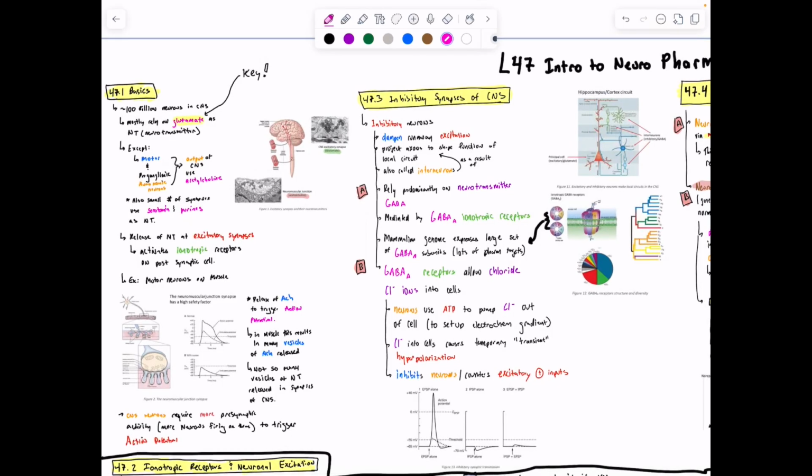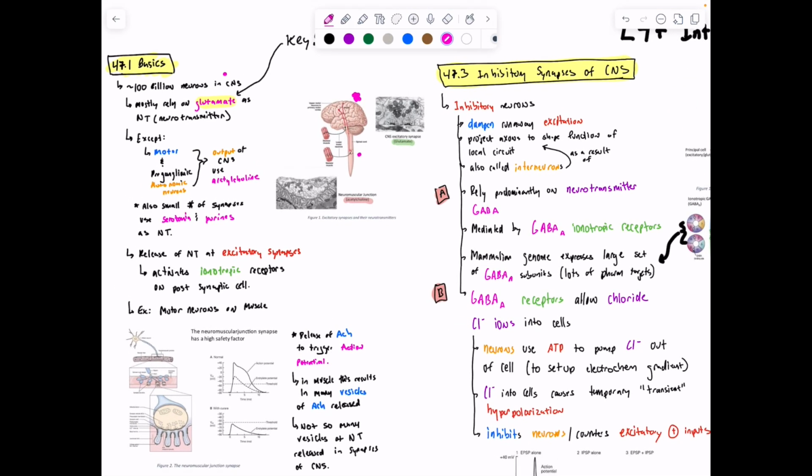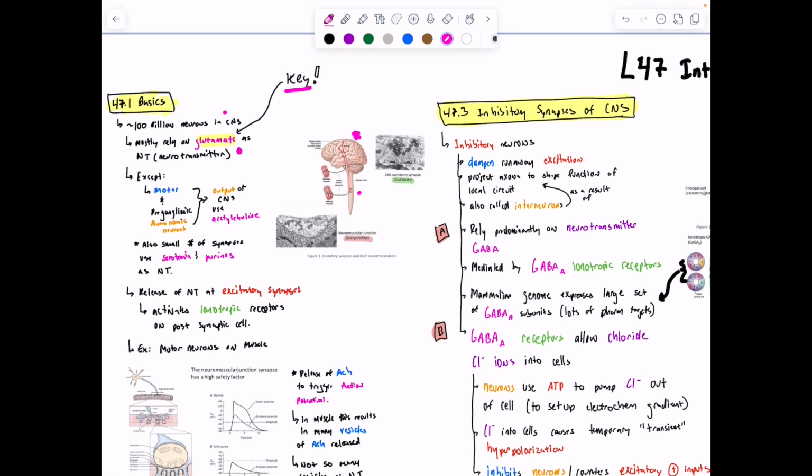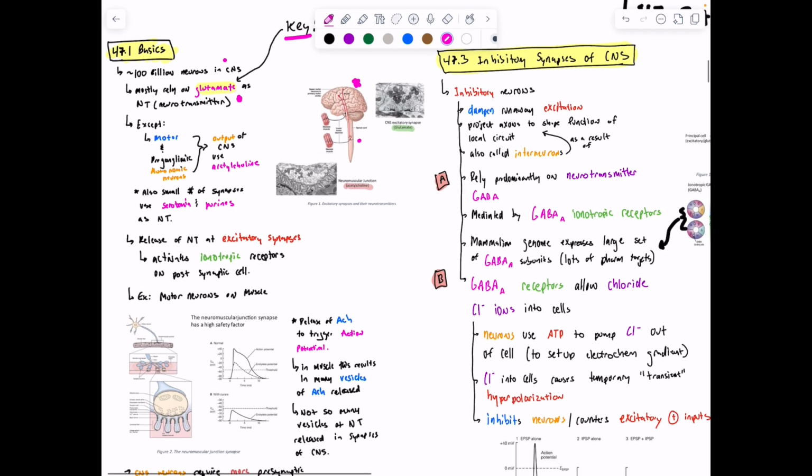All right, so just starting with the basics, we have the central nervous system. We know it is the brain and spinal cord, and we have around 100 billion neurons in the central nervous system. Mostly, they use glutamate as the primary neurotransmitter. This is an excitatory transmitter, but glutamate, drill this into your brain. Glutamate is the primary neurotransmitter for the central nervous system.